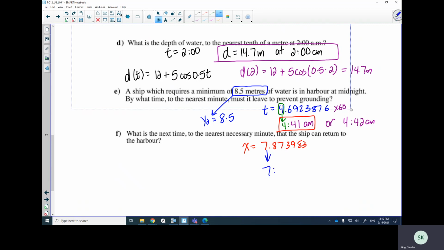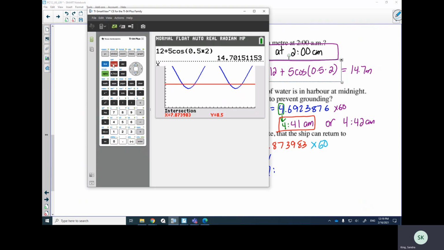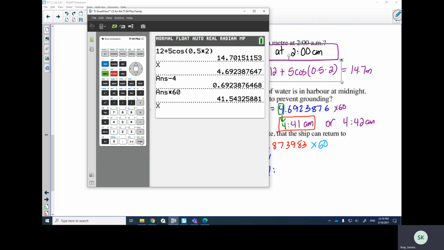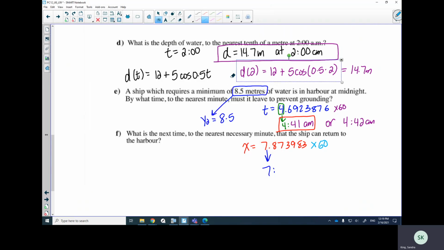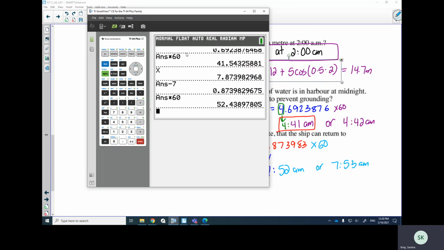So that's going to be 7 a.m., or 7 hours after midnight. And I need to figure out that decimal, how many minutes that is. So I'm going to times that decimal by 60. So I'm going to get my X, I'm going to subtract the 7, and I'm going to times that guy by 60. Okay, so we have to figure out 7:52 or 7:53. So let's write both of those times down. 7:52 a.m. or 7:53 a.m.